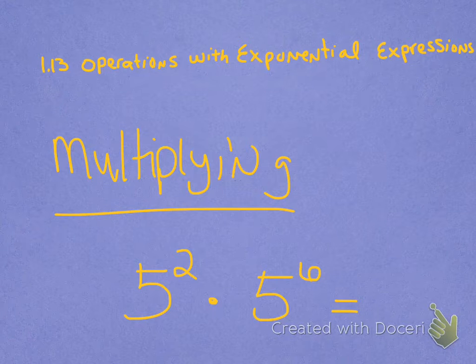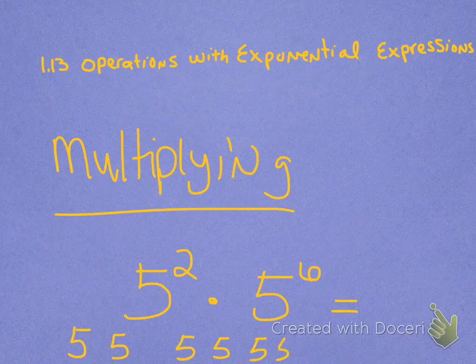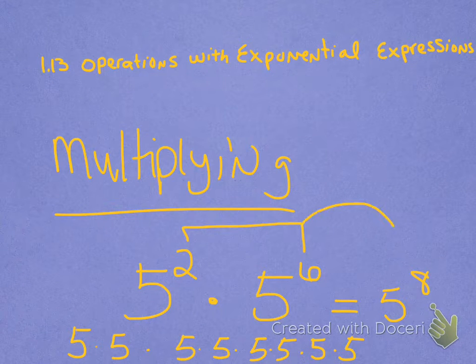What this is like is 2 5s. And this is like 6 5s. 1, 2, 3, 4, 5, 6. And so they're all multiplied together. How many total are there? There's going to be 8. And so this is the same as 5 to the 8th power. There's a relationship between these two and that one right there.